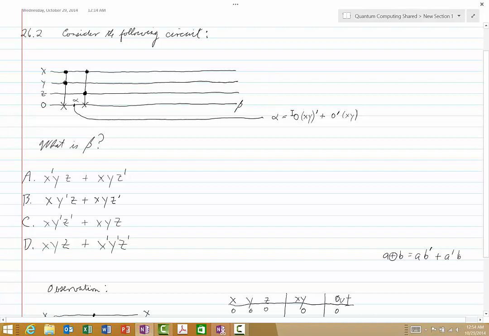And what does that give us? Well, 0 anded with anything is 0, so the first term goes away. 0 prime is 1. 1 anded with xy is just xy. So alpha is equal to xy. And now we apply the principle again at this point to get beta. So we get xy anded with (xz) prime, and then that gets ored with (xy) prime anded with xz.